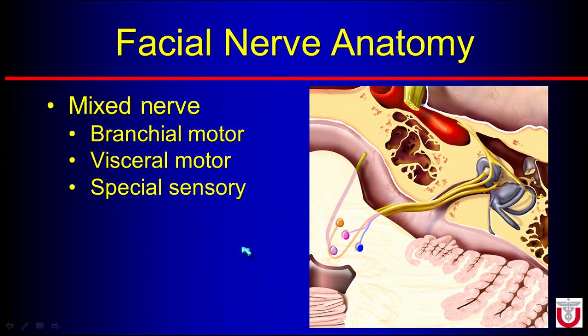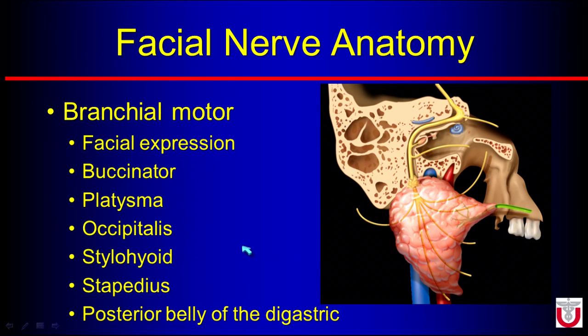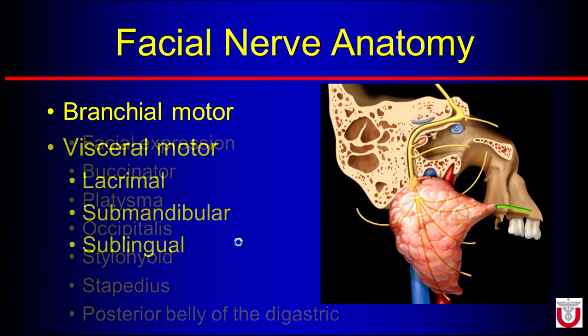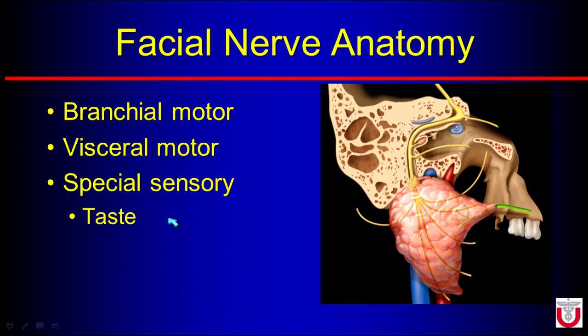So it's a mixed nerve. We have 3 different functions. So it makes sense that we have 3 central cranial nuclei that contribute to one 7th cranial nerve. So mostly branchial motor. All your voluntary and involuntary facial expression musculature is from this nerve. We also have some visceral motor, mostly parasympathetic fibers, lacrimation of the lacrimal gland, and we have special sensory taste through chorda tympani, anterior 2/3 of the tongue.